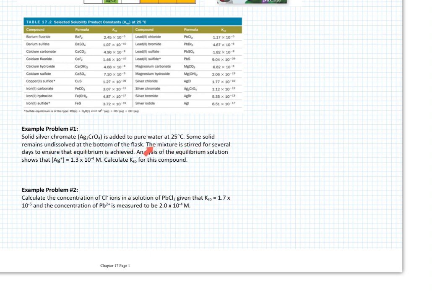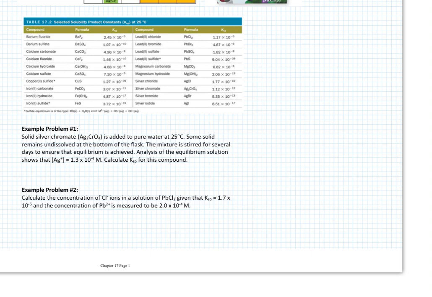The mixture is stirred for several days to ensure that equilibrium is achieved. Analysis of the equilibrium solution shows that the silver ion concentration is 1.3 times 10 to the minus 4 molar. Calculate Ksp for this compound. So look at the type of problem. The type of problem is we know the concentration of one of these ions. You could do that with spectroscopy. You could do that with electrochemistry. There are different ways you can measure concentrations, maybe a titration. But somehow we figured out what the concentration of one of these ions is.